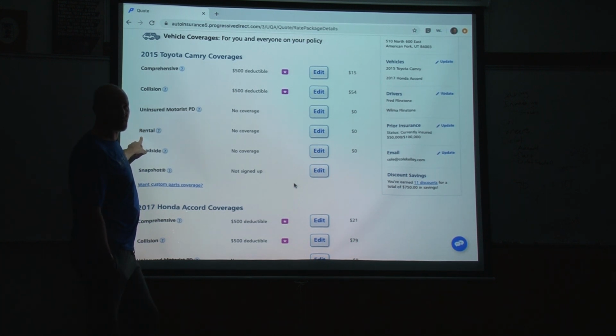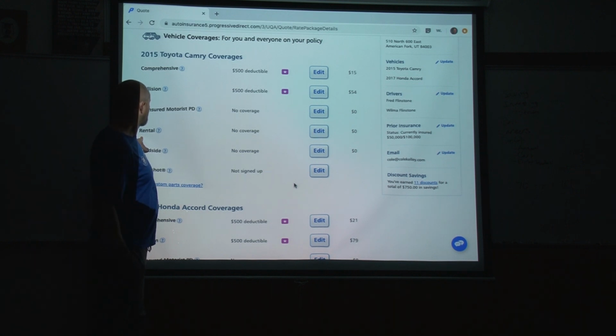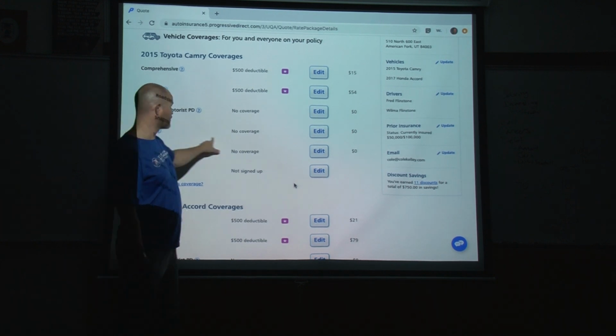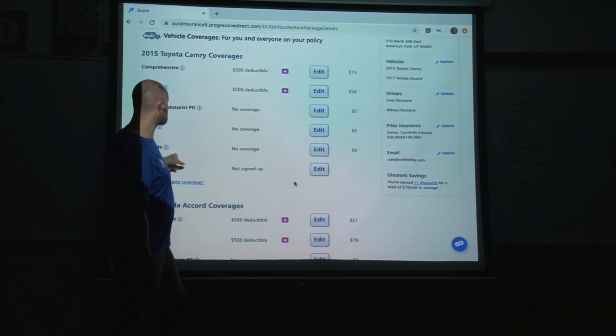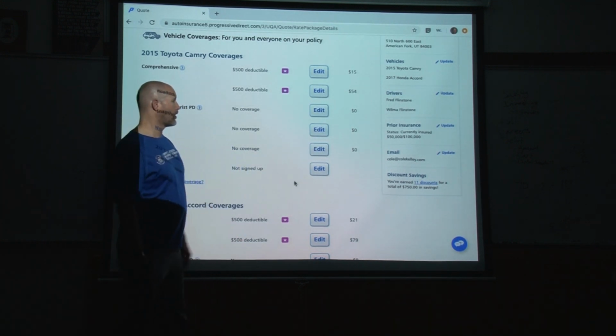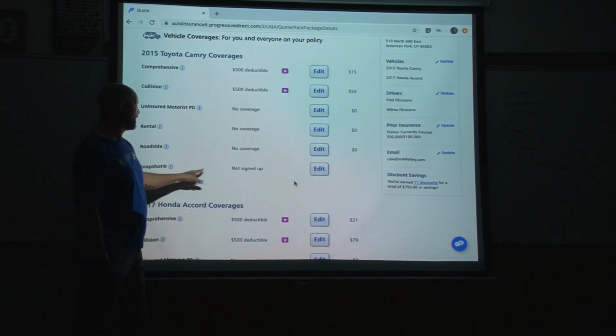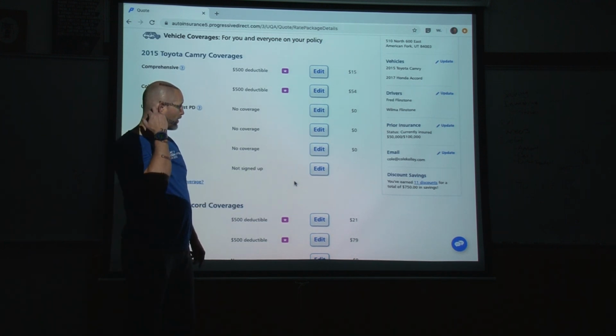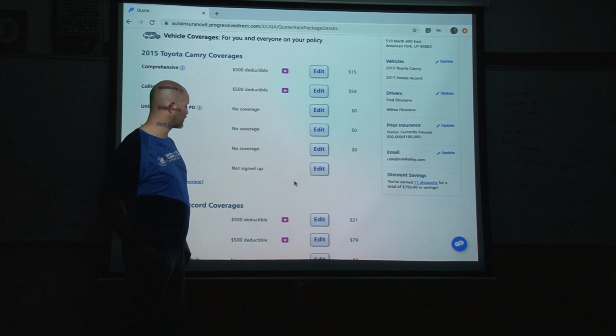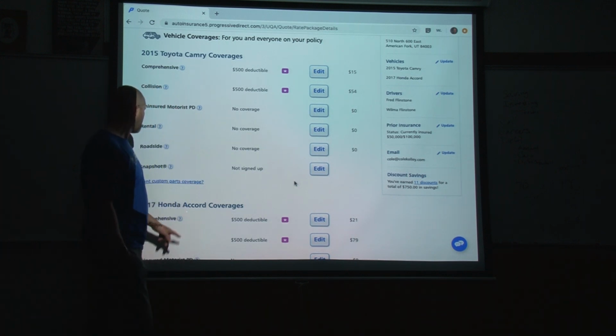On rental, that's if you get in an accident and you want to have a rental car, then you can choose to have coverage while your car is in the shop getting repaired. Roadside assistance if your car breaks down, and then Snapshot is a tool that you can plug into your car that monitors if you're a good driver or not. Okay. The Honda Accord, we have similar coverage, okay?